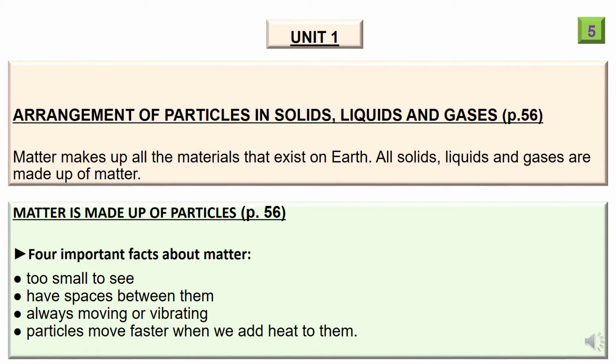Matter makes up all the materials that exist on Earth. All solids and liquids and gases are made up of matter. Now, the scientists have found out four main things about matter, and they are important facts. Are they too small to see? Have spaces between them? Always moving or vibrating, and particles move faster when we add heat to them.